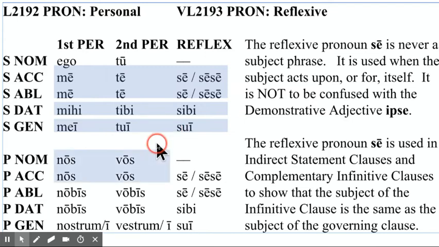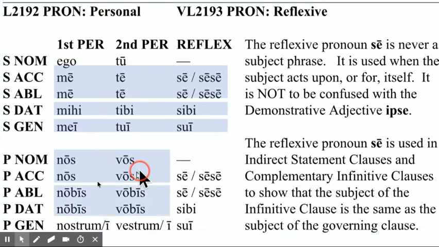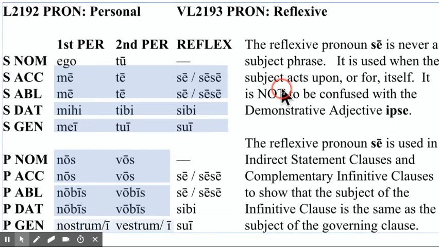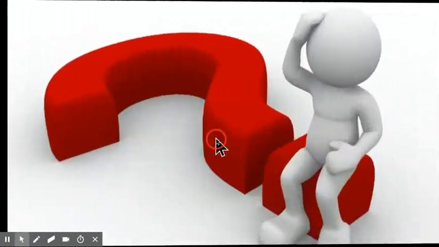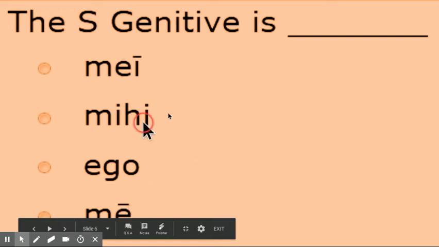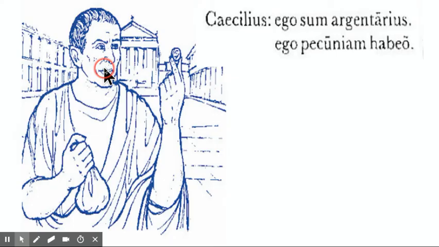First plural and second plural are very similar. The nominative and the accusative are the same. Context will tell you. The ablative and the dative are nobis and vobis. And then, of course, after nobis and vobis, you have to deal with the genitive, nostrum and vestrum. Now notice it could be nostri or vestri, but those are really later forms you see in poetry. Notice in the reflexive there is no nominative. All right, so we know that ego is nominative, me is accusative or ablative, mihi is dative. The singular genitive is mei.